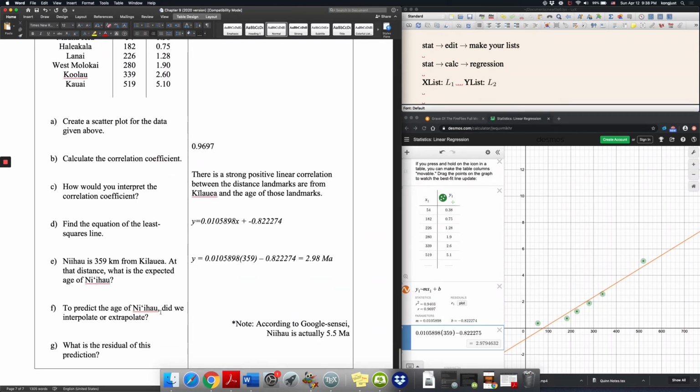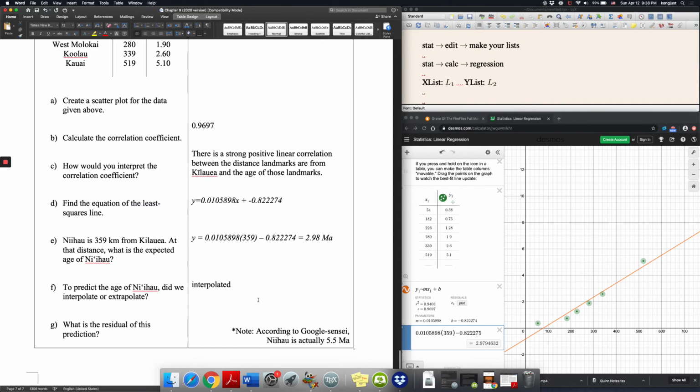Alright, to predict the age of Niihau, did we interpolate or extrapolate? Well, that was 359. That is inside of our range, right? Our highest value is 519, lowest was 54, so that means we interpolated. Okay, according to Google Sensei, Niihau is 5.5 MA. Our predicted value is 2.98 MA.